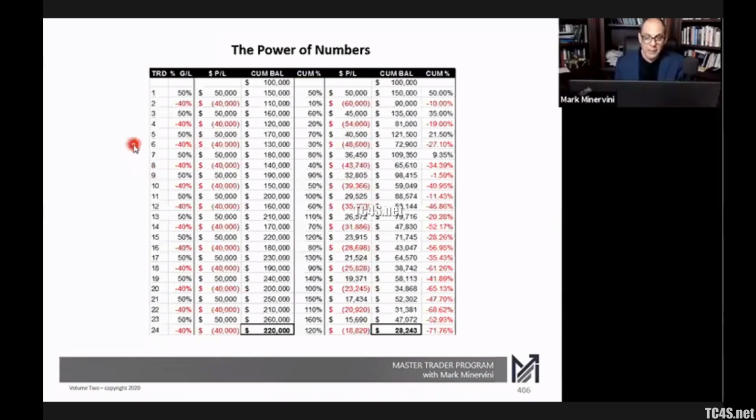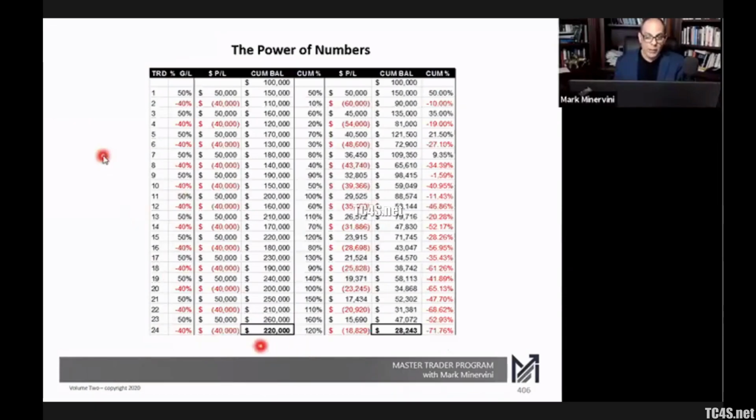In this particular example, you have 24 trades and they alternate between a 50% profit and a 40% loss. If you compounded that, you would lose 71% of your money, almost 72%. If you did not compound it, you would actually make $120,000. You would be up 120%.